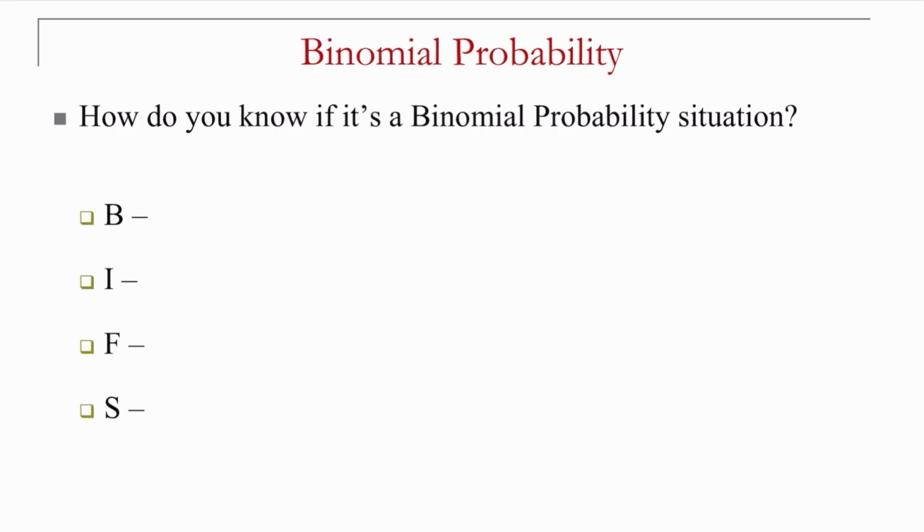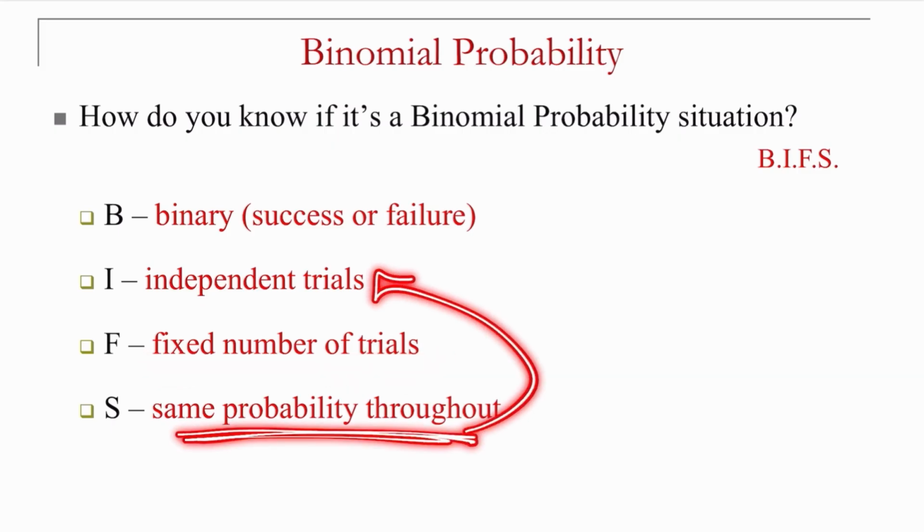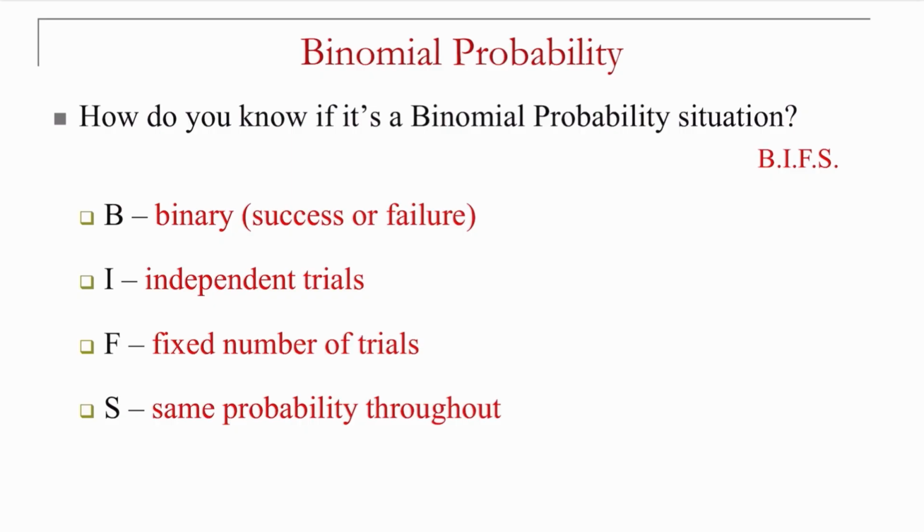How do you know if it's a binomial probability situation? We have an acronym, and the acronym is BIPS. So you need to remember this. First of all, the situation is binary, that you have success or failure. So it's happening or it's not happening. There's nothing in between. All of your trials in your experiment are independent. So it doesn't matter what happened in the first trial. The second trial is independent of what happened in the first trial. The number of trials is fixed, meaning that you're going to stop after a certain number of trials. And then the probability is the same throughout. So it's related to the independence, that the probability is not changing as you go through the experiment.